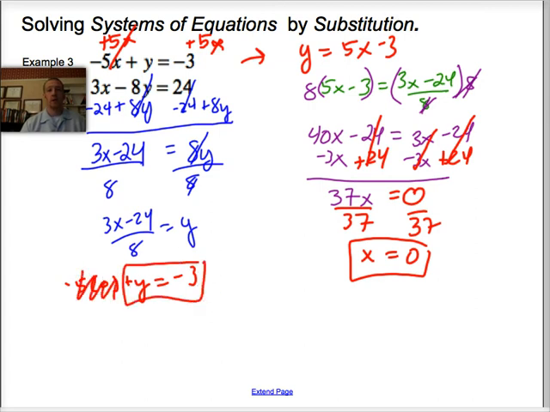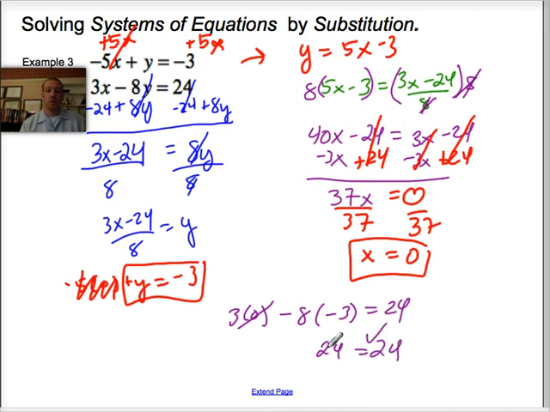That's my answer, and then just to double check that I did it correctly, I'm going to plug the x and the y into the other equation. Because to be a solution to a system of equations, it means that the x and the y work when plugged into either equation. So it solves this one and this one simultaneously. That's where we get the title. So we have 3 times 0 minus 8 times y, which is negative 3, equals 24. So 3 times 0 is 0. Negative 8 times negative 3 is 24 equals 24. So woohoo, it works. Alright, so that should be plenty of refresher to be able to go ahead and complete the next assignment.